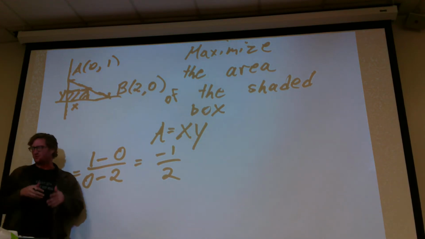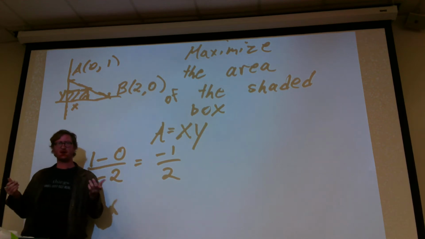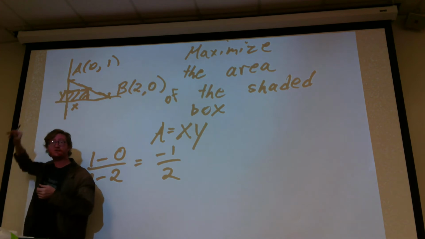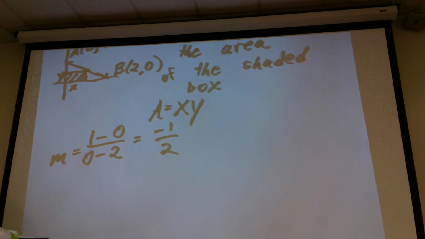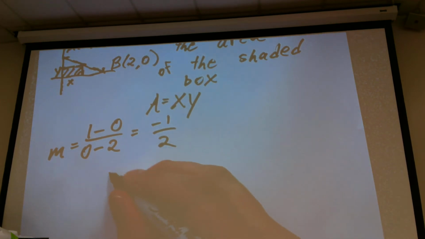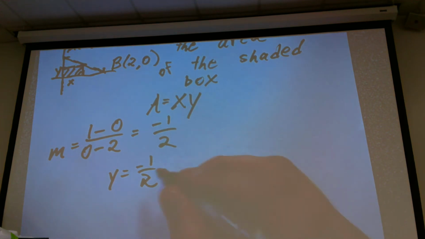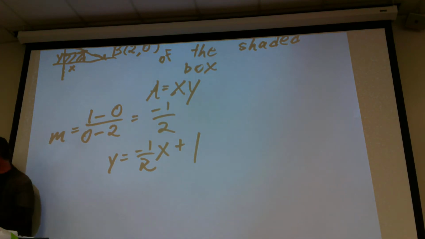And remember, it's y equals mx plus b. So we got our m, and if we think about it, what's our b? Our b is the y-intercept, and we already know the y-intercept right there is going to be 1. So y is going to equal negative 1/2 x plus 1. All right.